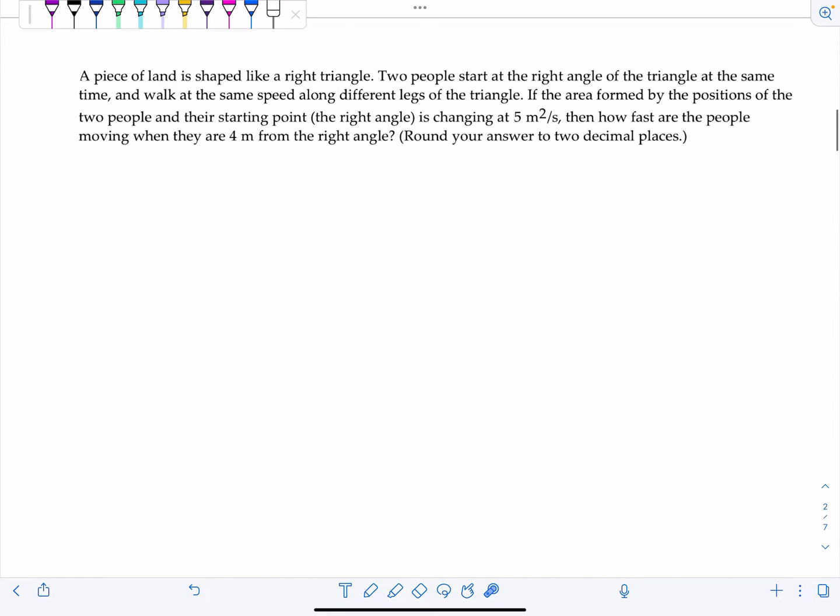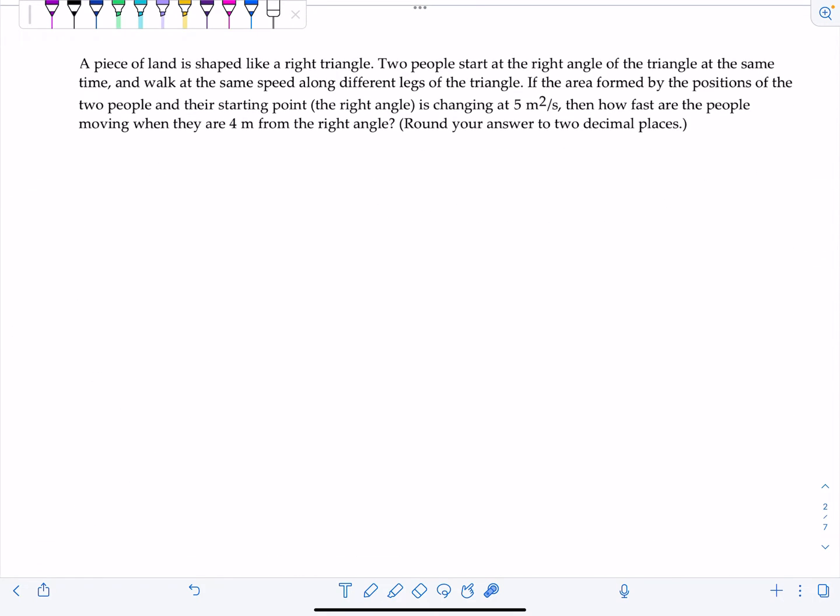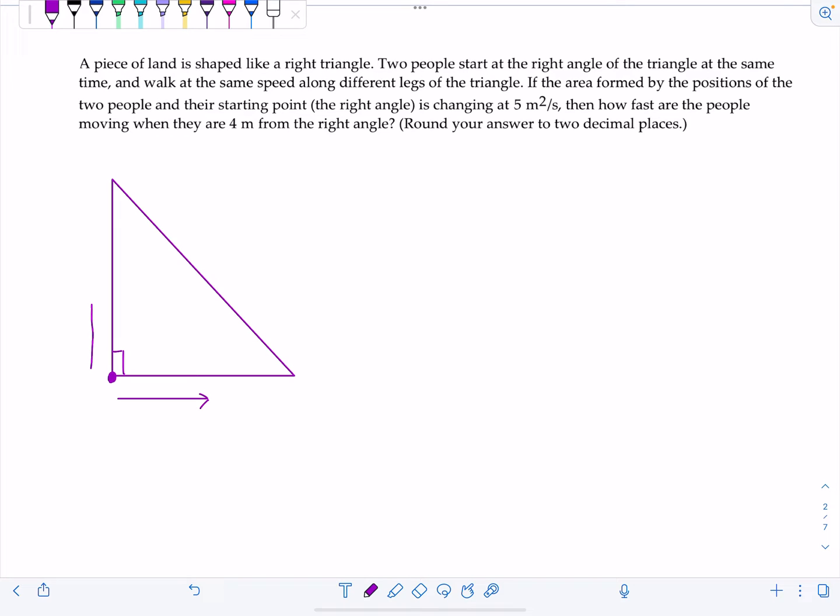Here we go. So a piece of land is shaped like a right triangle. How convenient for us. 2 people start at the right angle of the triangle at the same time, and they walk at the same speed along different legs of the triangle. So basically 2 people start here and they're walking along the edges of the triangle and they're walking at the same speed. So here's one person, here's another person walking at the same speed. So whatever distance they're covering is the same, right? As they're walking, these are the same.